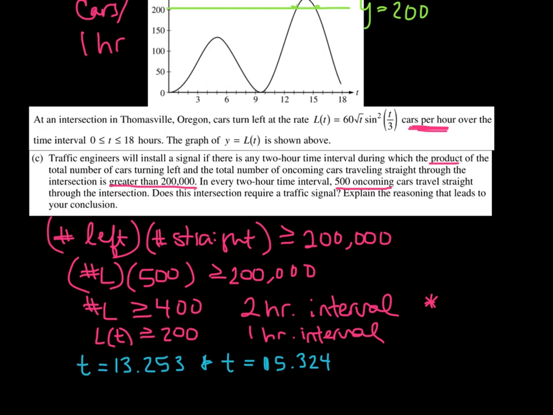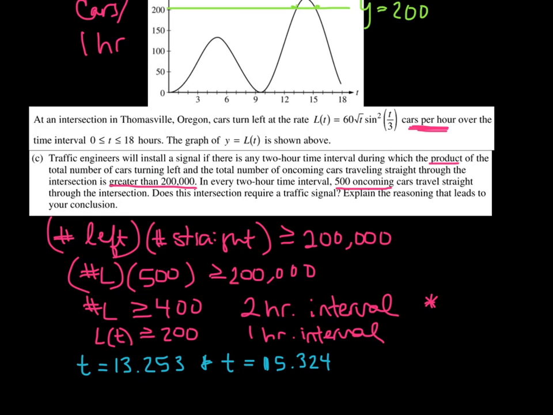Okay, so I found my t values to be 13.253 and 15.324. Now this is hugely important. The time that has passed between 13.253 and 15.324 is greater than or equal to 2 hours.